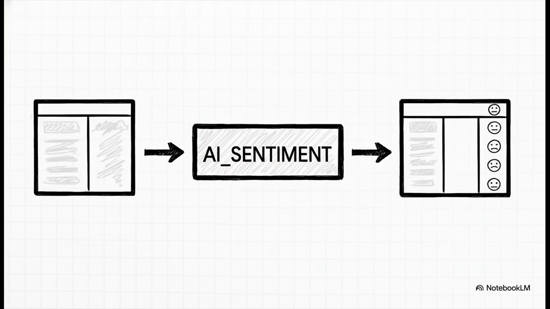And on that exact same data, you can run another function. Let's say you've just launched a new product. You could point AI_sentiment at a table of social media posts to instantly get a pulse on whether the reaction is positive, negative, or neutral. This is incredibly powerful for tracking customer satisfaction at scale.